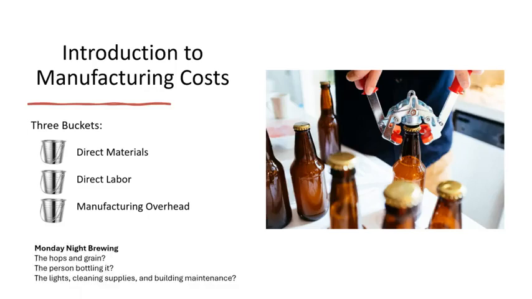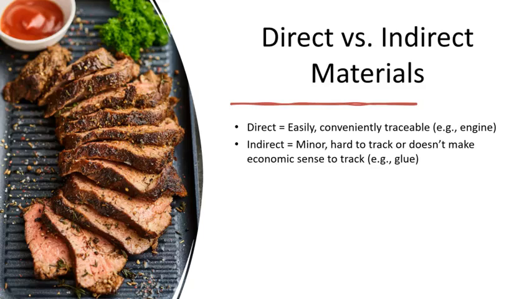Think about it like Monday night brewing. The hops and the grain. Which bucket would those fall into? Direct materials. How about the person bottling it? That'd be direct labor. The lights, cleaning supplies, building maintenance. What is that? You've got this. That's overhead. Let's talk materials.